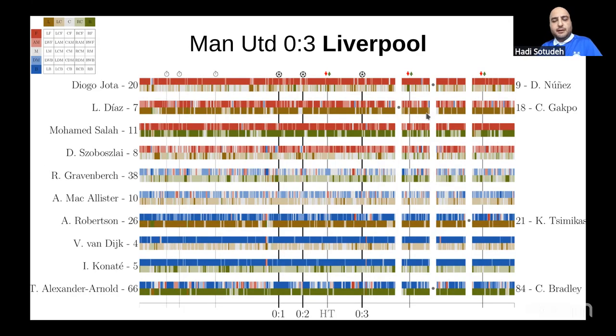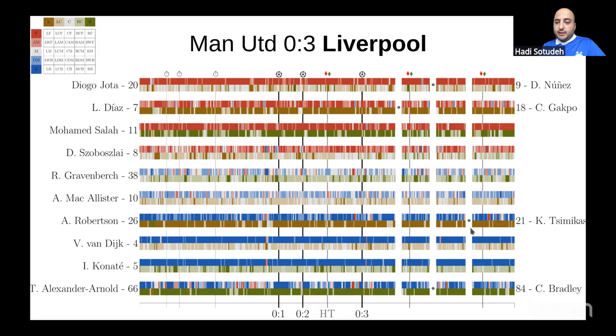Then they make another substitution where number 9 comes and replaces number 20. As you can say, this is just bringing another fresh leg. They are already 3-0 up, so maybe there is no reason to change anything in terms of the formation. And what else they do, they take number 66 out, the right back, and bring another right back, 84.